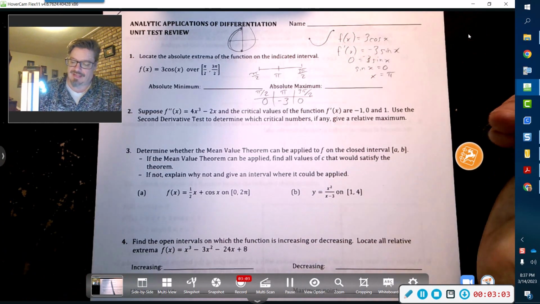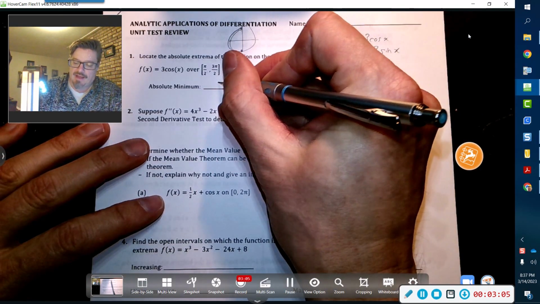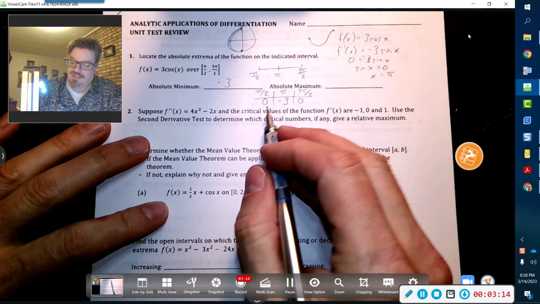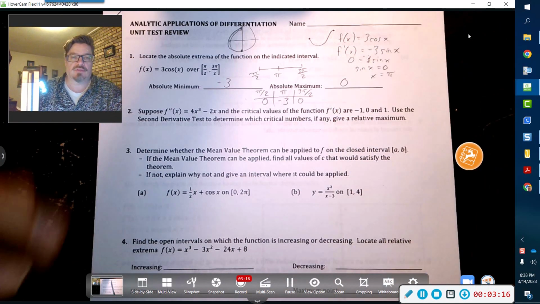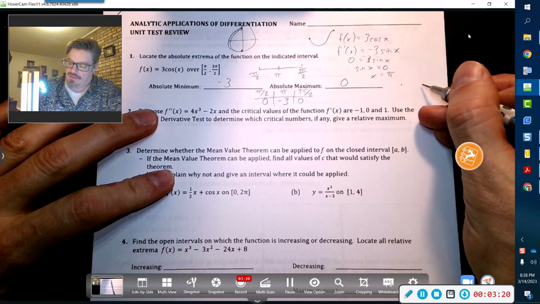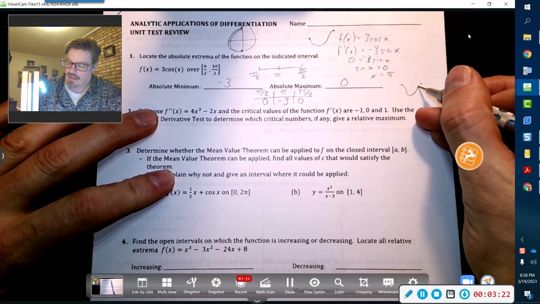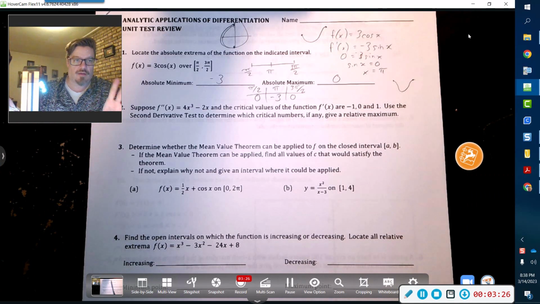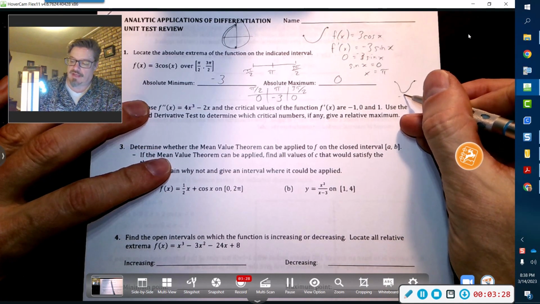So it looks like we have an absolute minimum at -3. If we put at x equals pi, -3, that's totally sufficient. And then you'll see that these two are actually tied for the absolute maximum. If you were to graph this, it would look something like this. Both of those top parts of the function are 0, and then this one would be -3.